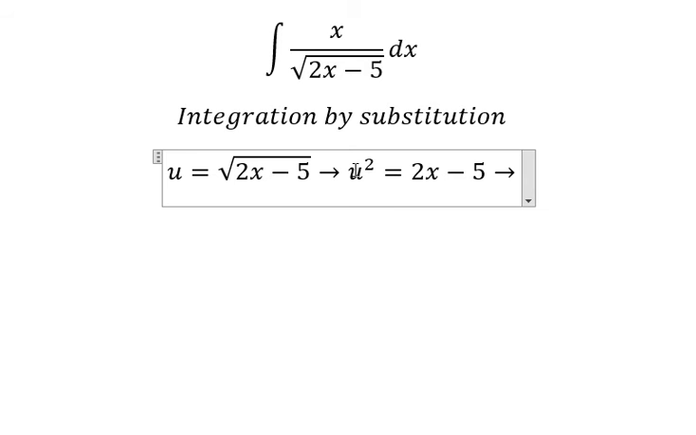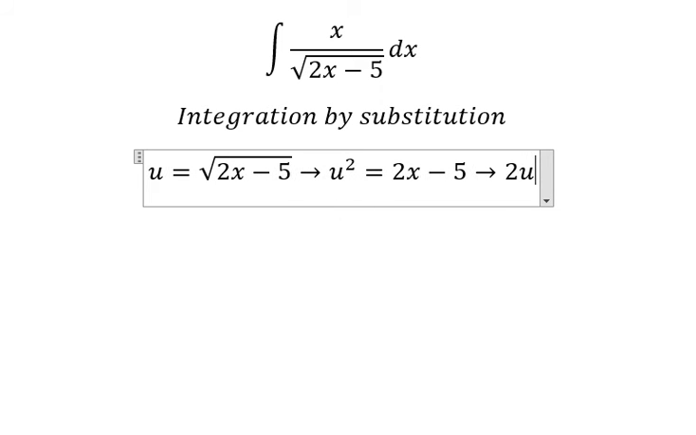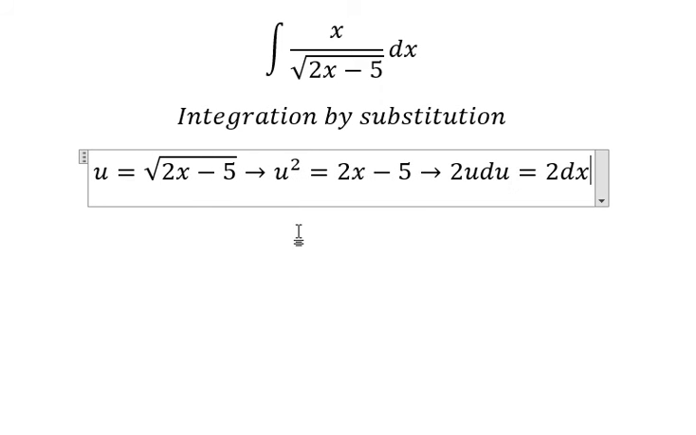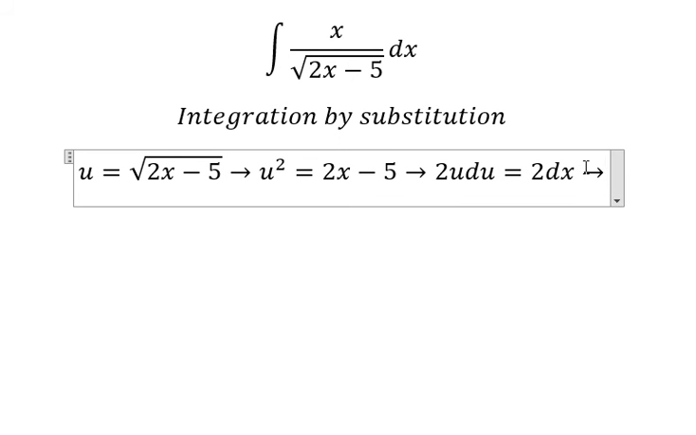Next, we need to do the first derivative for both sides. First derivative of u square, you get 2u. First derivative of s, you get number 1, so we have number 2 in here. This is the constant. So if I do the first derivative of this one, you get 0 in here. Later, we divide both sides by number 2.